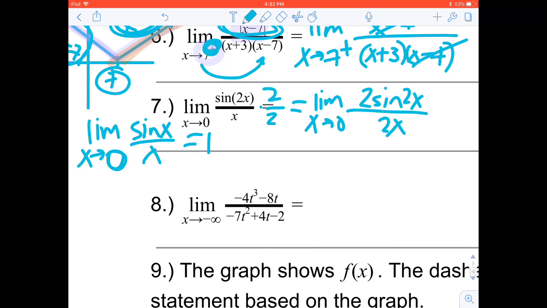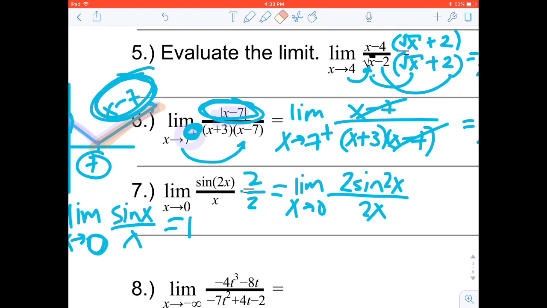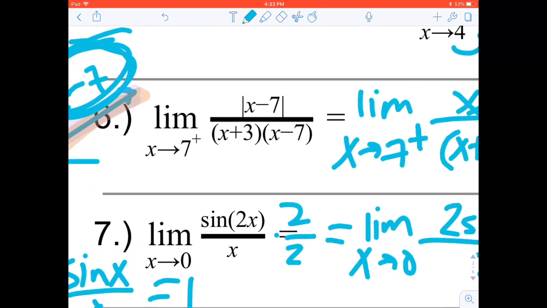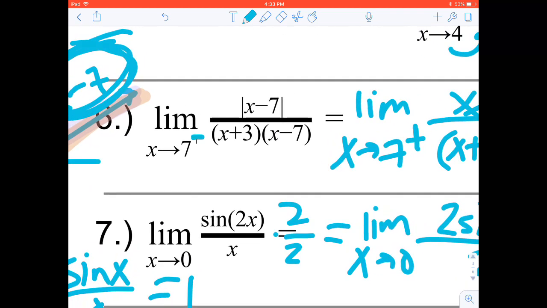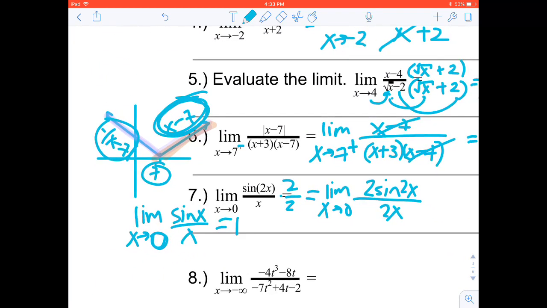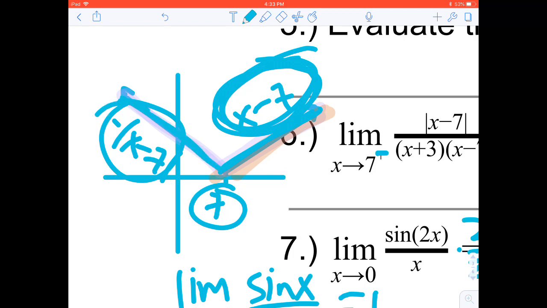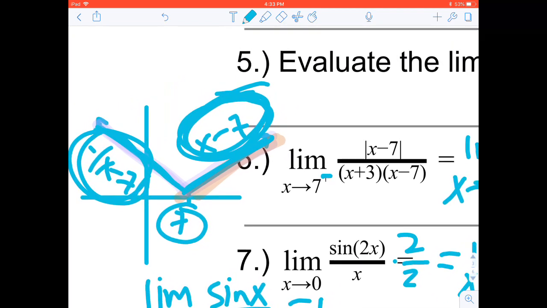And I see there's a question here. If it asks from the left, what equation would we plug in? So if this problem was saying find the limit as x goes to 7 from the left side of 7, you want to think about the absolute value function that's created here. The right side of 7 is the function x minus 7. The left side of 7 is the function negative x minus 7. So that would be the function that you want to use.